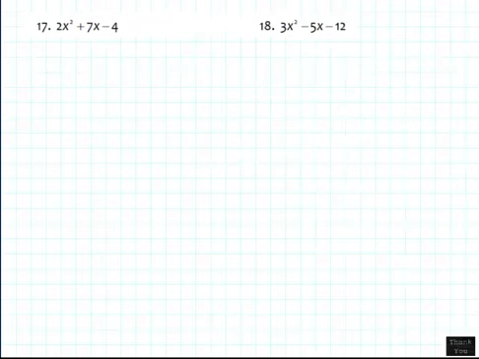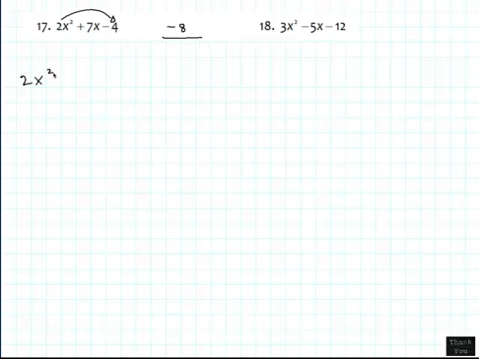And a couple more here. Same method, AC. 2 times the negative 4 is negative 8. Signs are going to be different. I'm thinking with a 7 in the middle, I'm going to go with a plus 8 and a minus 1, because that gives me the 7. So I'm going to go minus 1x. I like to put the negative first if I remember to do that.